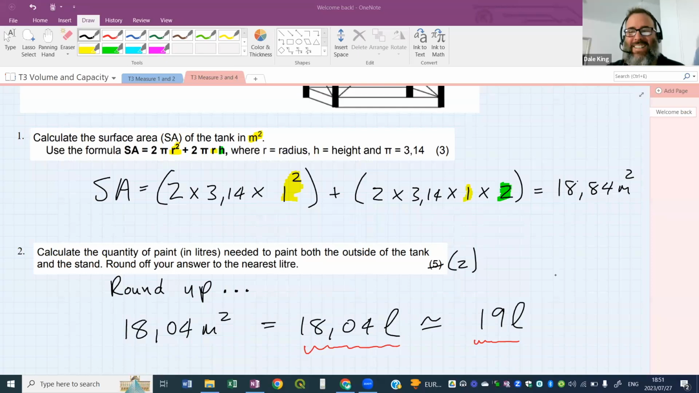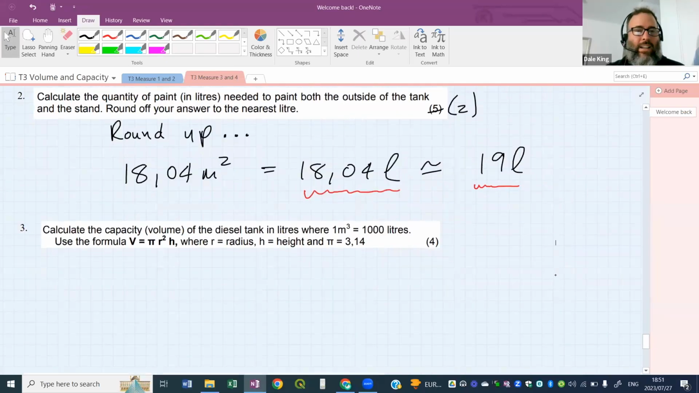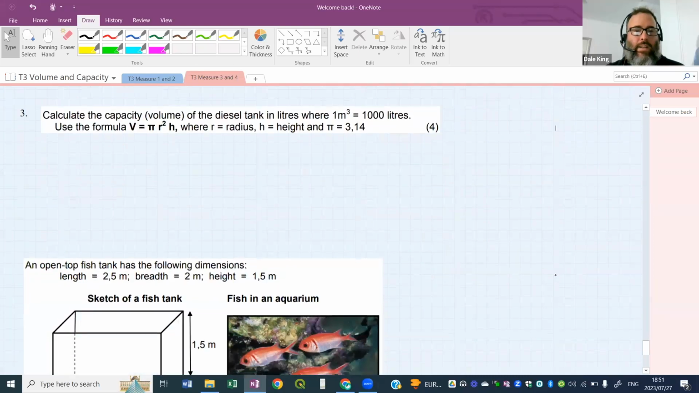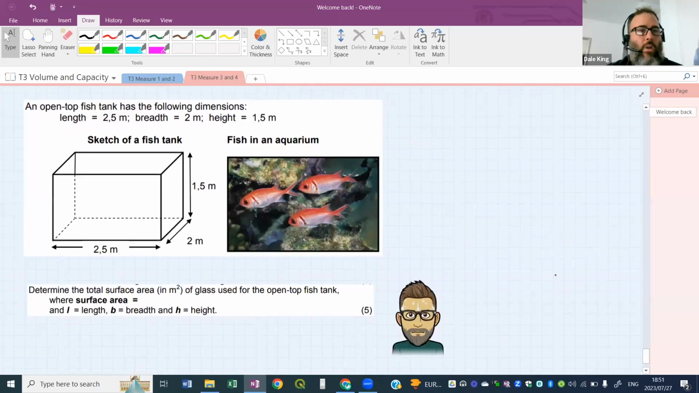All right. Let's go down to the last one. I'm going to skip that one. I want to come down to this question. Okay, here we go. An open top fish tank has the following dimensions. There they are, written in the question and on the diagram.